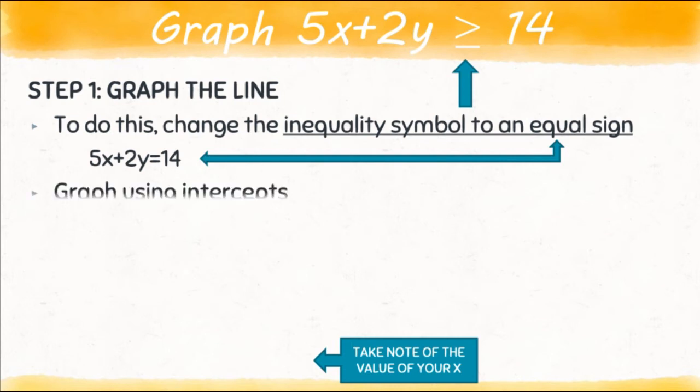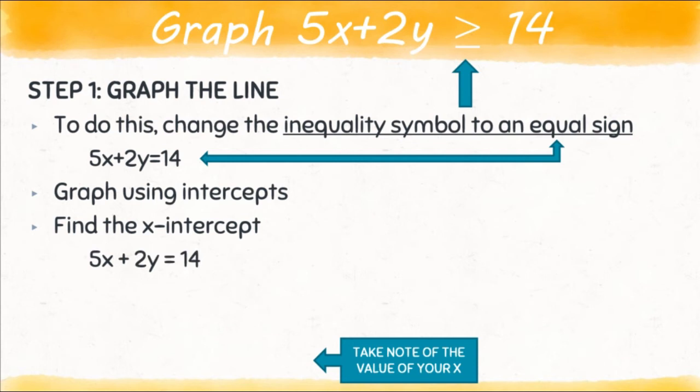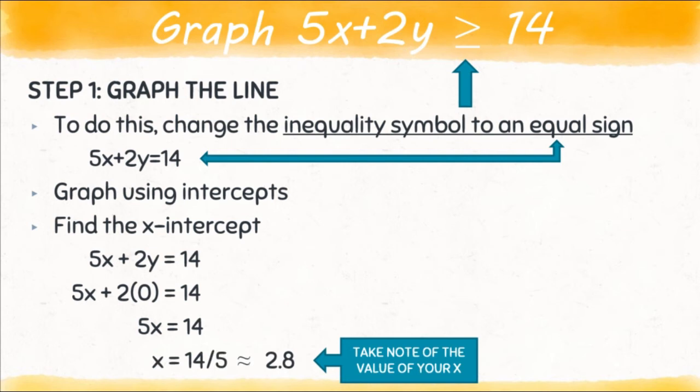Graph using intercepts. Find the x-intercept. If we are finding the value of the x-intercept, we have to let the value of y equal 0. So we will have 5x + 2(0) = 14. Simplify, we will have 5x = 14. Then, the value of x is 14/5 or approximately 2.8. Take note of the value of x.